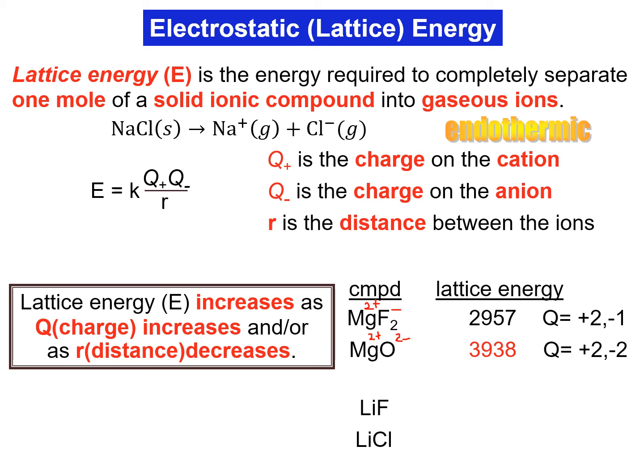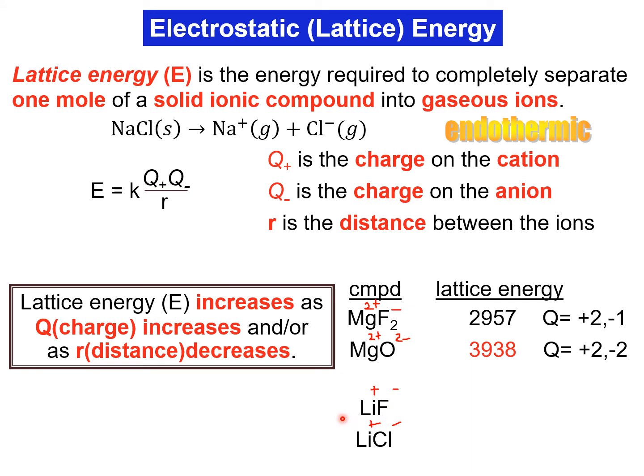If I want to compare lithium fluoride and lithium chloride, though, notice in this case, they're both going to be +1, -1. So the charge is kind of a wash, right? They're going to have the same numerator, shall we say, upstairs in the formula. So what matters then is the denominator downstairs, the distance between them. So how do we figure that out?